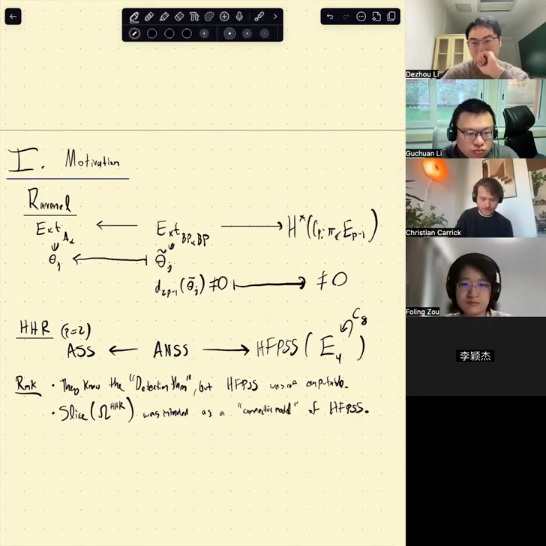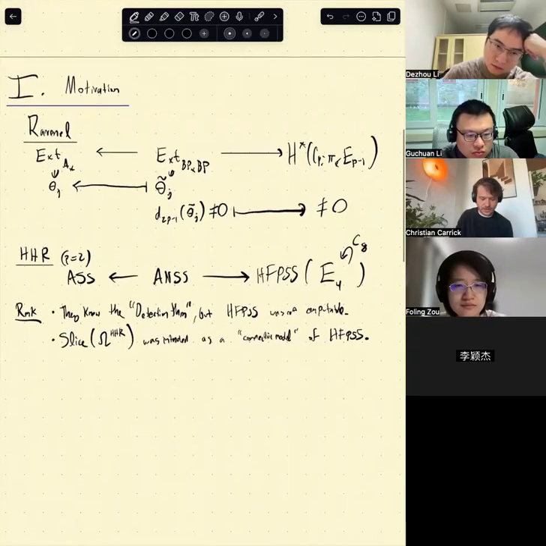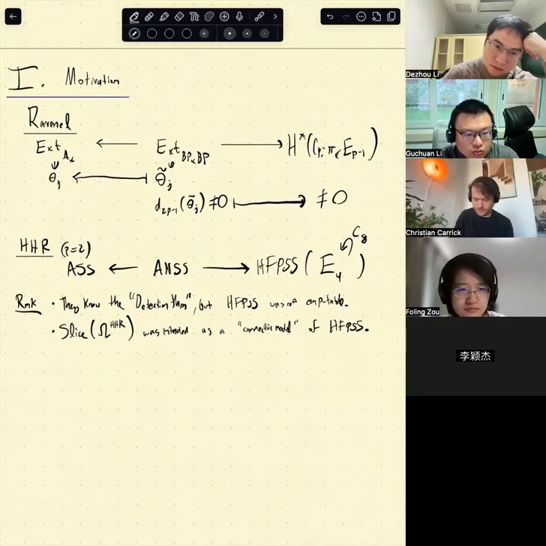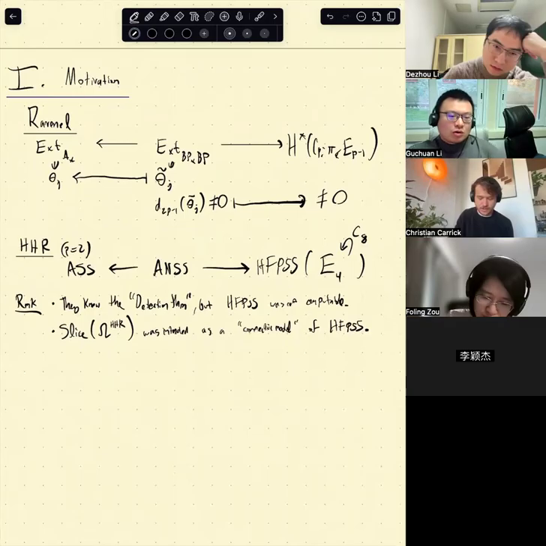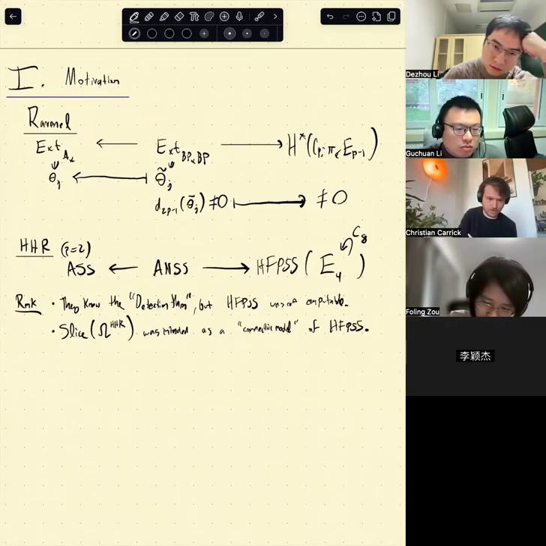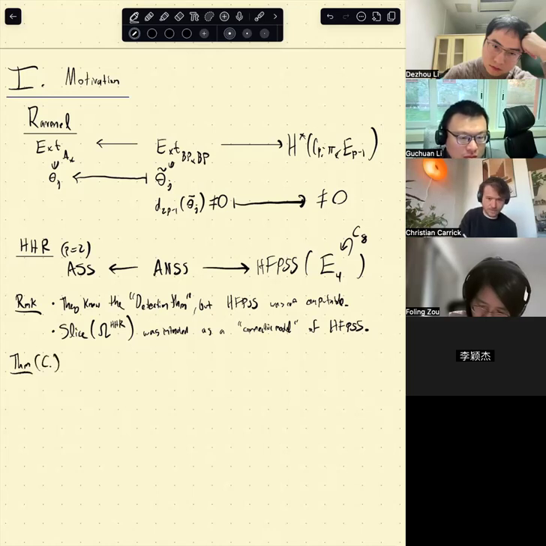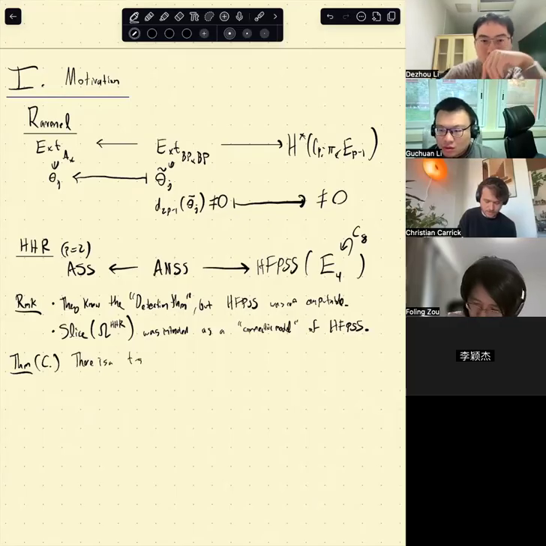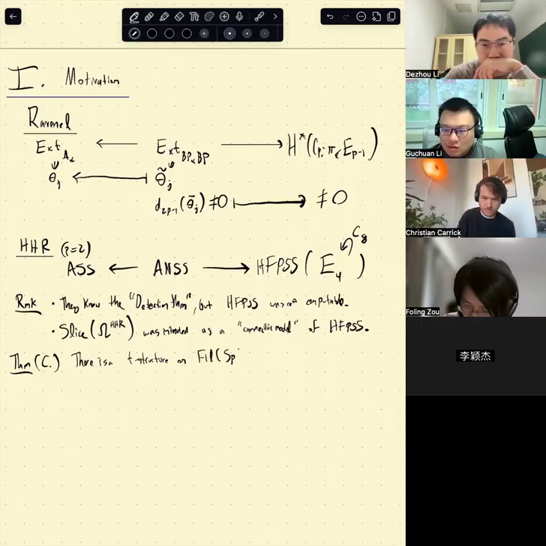Okay, so the first theorem I want to state today gives some backing to this slogan of the slice spectral sequence being a connective model. So let's take that first. The first theorem is that there is a t-structure on filtered G-spectra.